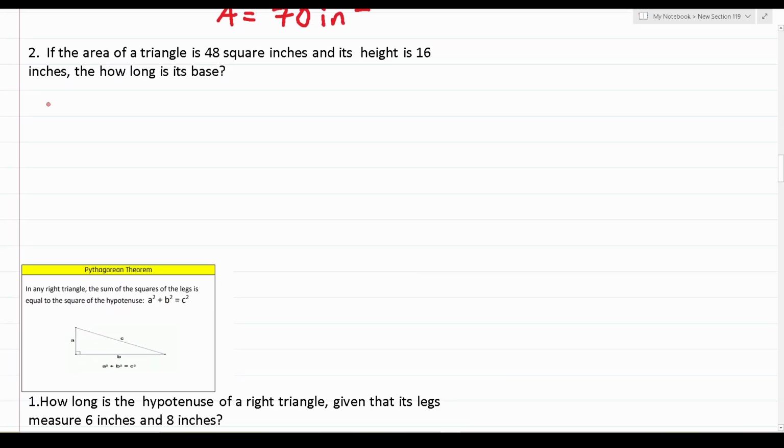Number 2, as you can see, says if the area of a triangle is 48 square inches and its height is 16 inches, how long is its base? So we're going to be using the same formula to calculate the area of a triangle, notably area equals 1/2 base times height. Of course, for this problem, you can see that we were given A, our area. We were told that the area of this triangle is 48 square inches. We know its height, our H, is 16. And we know that we're going to be trying to figure out how long its base is, or B.